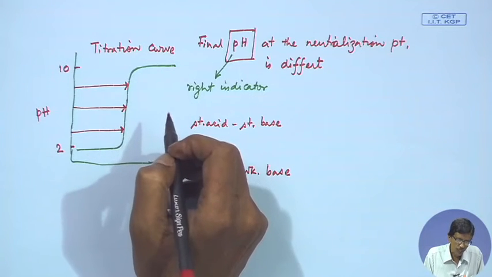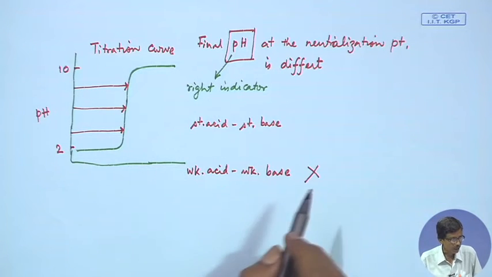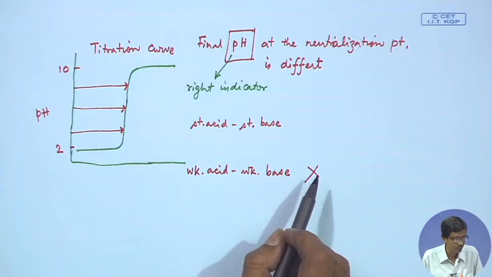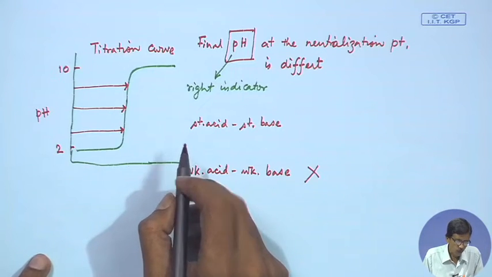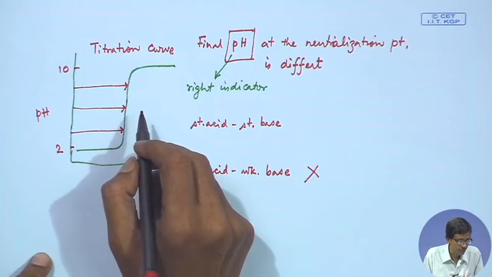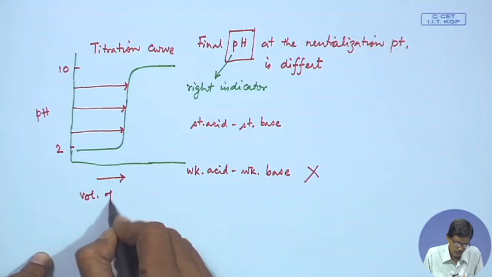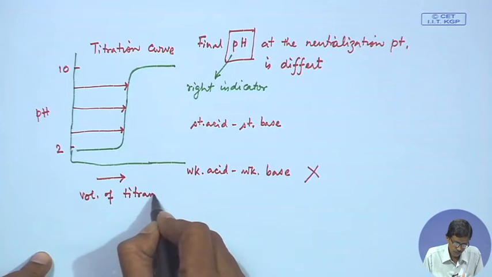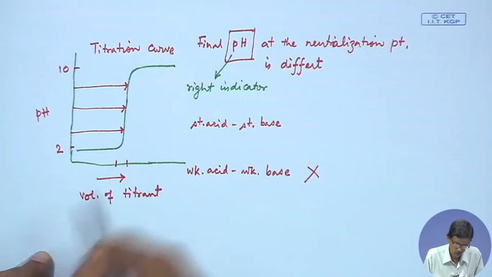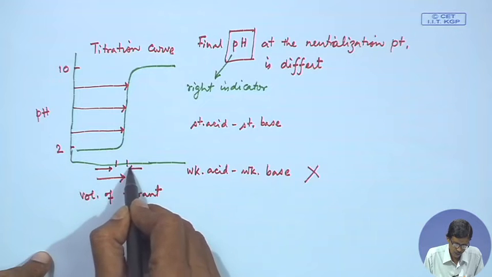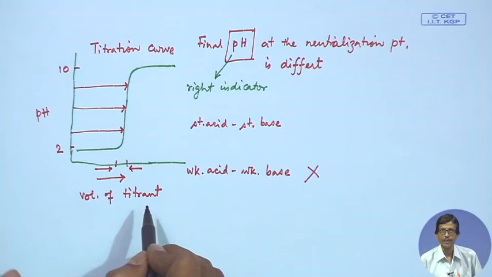So, we cannot use a good indicator. That is why for this, no indicator is available which can be used for this titration where we do not have the steeply rising part of a titration curve. So, what we do is look at the pH change over a minimum volume of the titrant, because this is the volume of titrant we are adding. So, if this is very sharp, you see this much change in volume, only a small volume change of the added titrant.